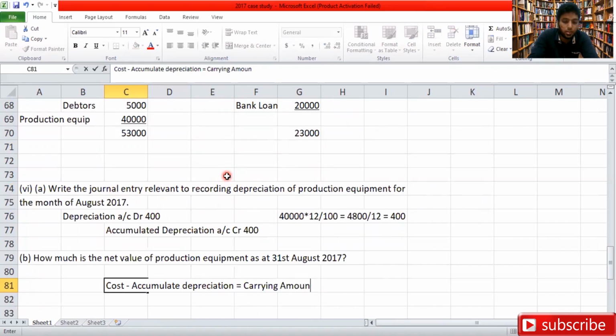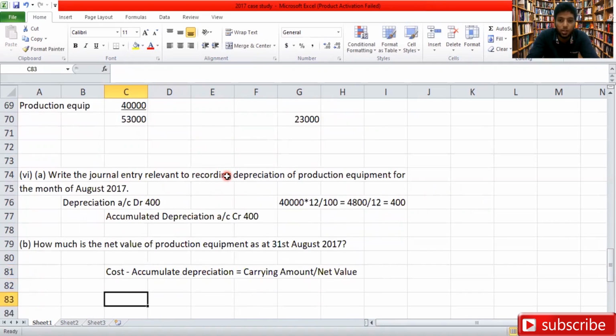Now I have written the correct formula, or I can say net value. This is the formula you need to know. It is the same formula when you are asked the carrying amount of the production equipment, which they can ask in any paper. Cost is 40,000 we found.